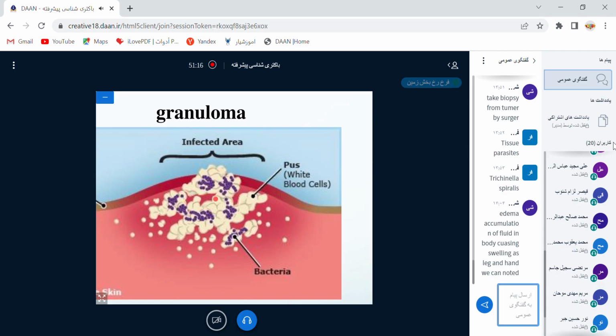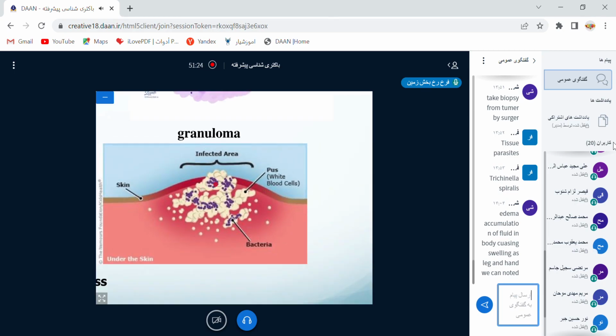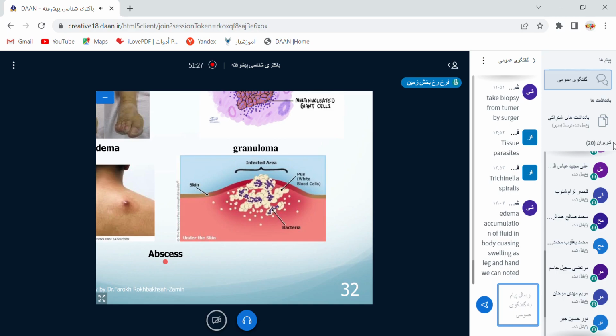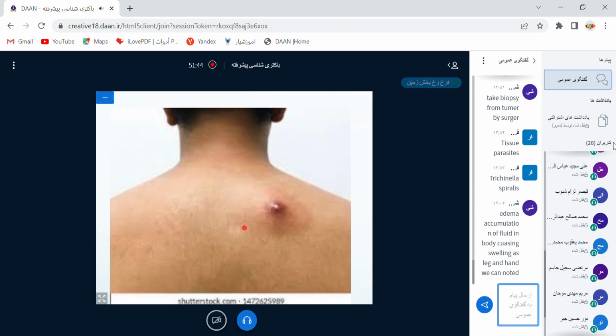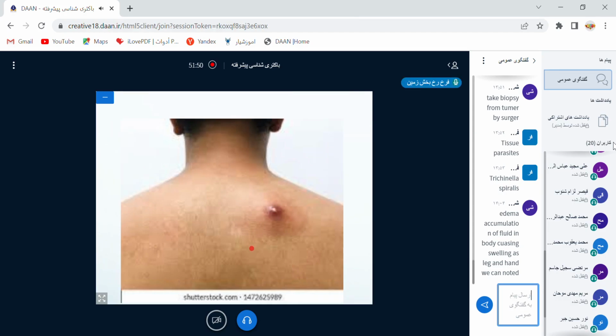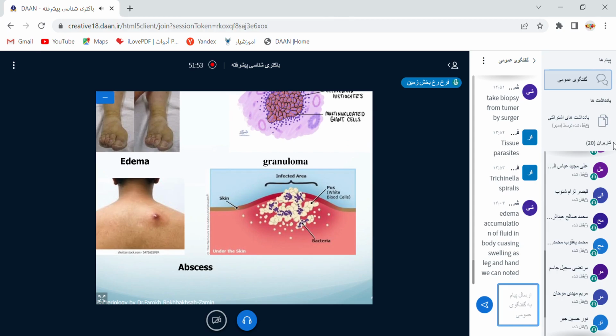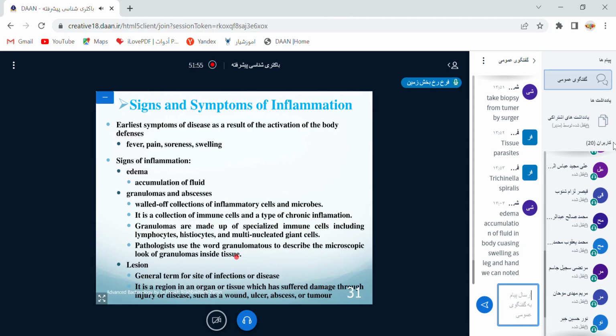If the pus and bacteria can reach out in the infected area, now it is an abscess. If it is located inside the tissue without reaching outside, it is a granuloma. If it can reach outside, it is an abscess. In an abscess, you can see this liquid, this pus, reach outside. So, granuloma and abscess.